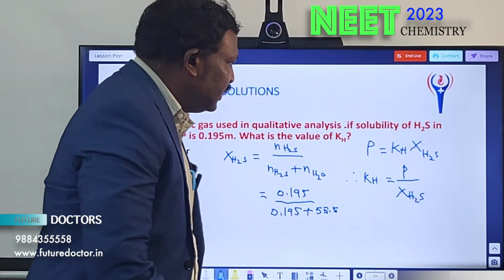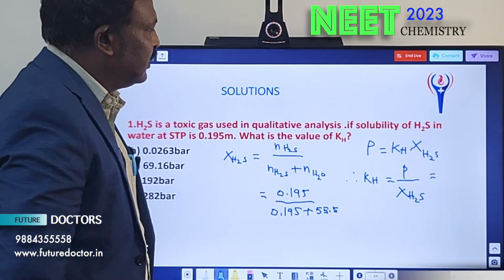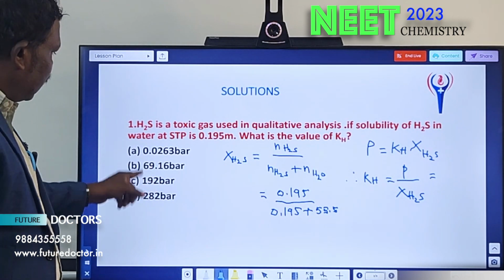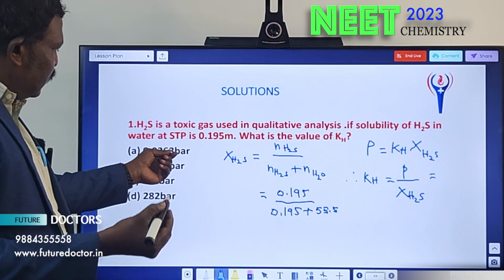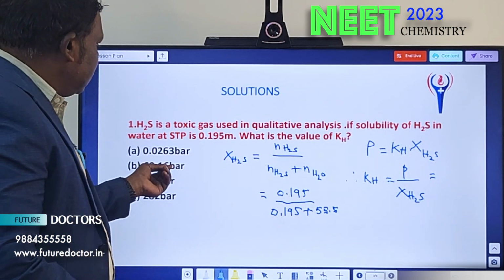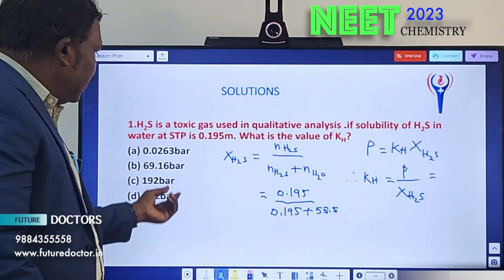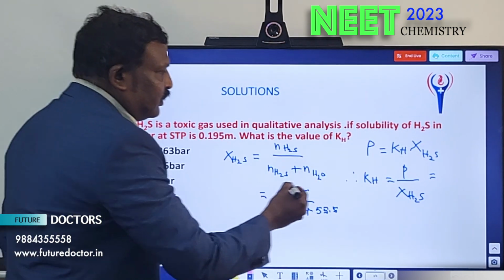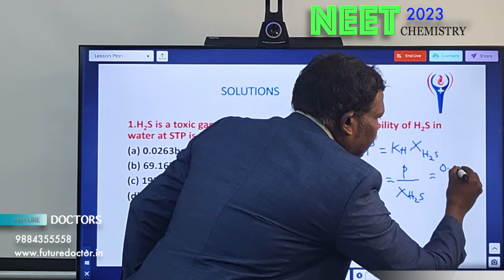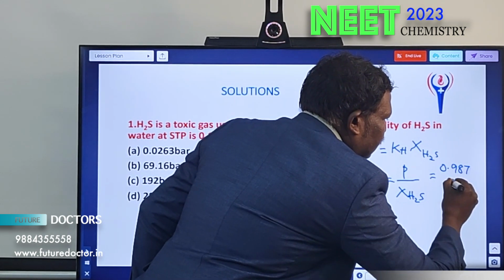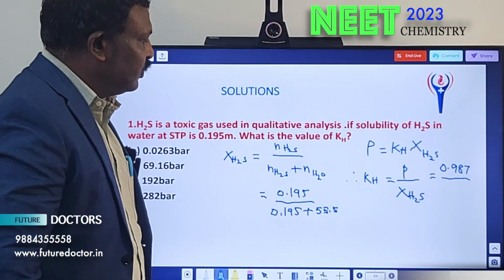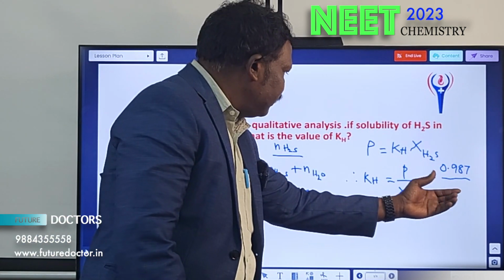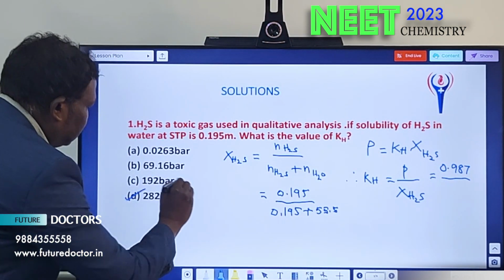You substitute here. P is the partial pressure, measured in atmosphere. The options are all in pressure, and there are so many units: atmosphere, millimeter of mercury, bar. Since the options are in bar, one atmosphere is equal to 0.987 bar. You must know this. If you substitute and simplify, we get the answer: 282 bar.